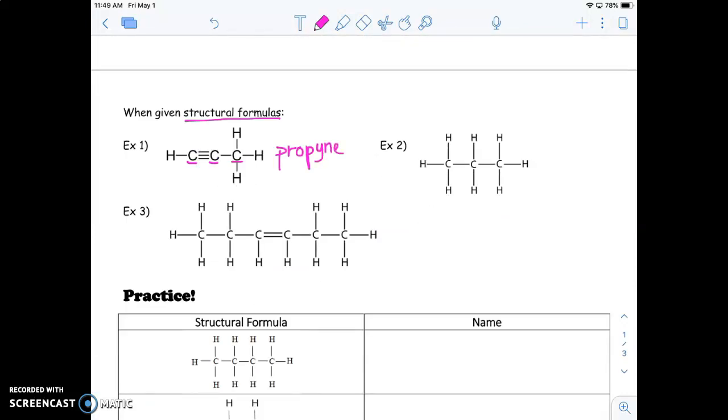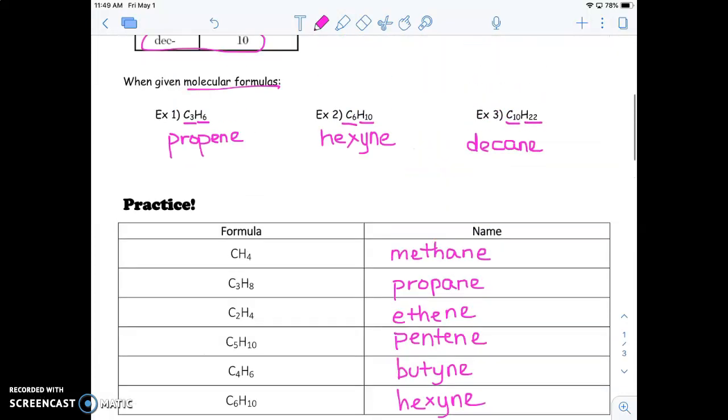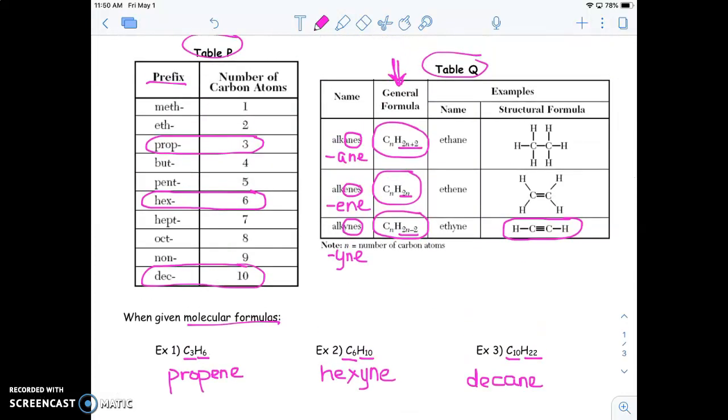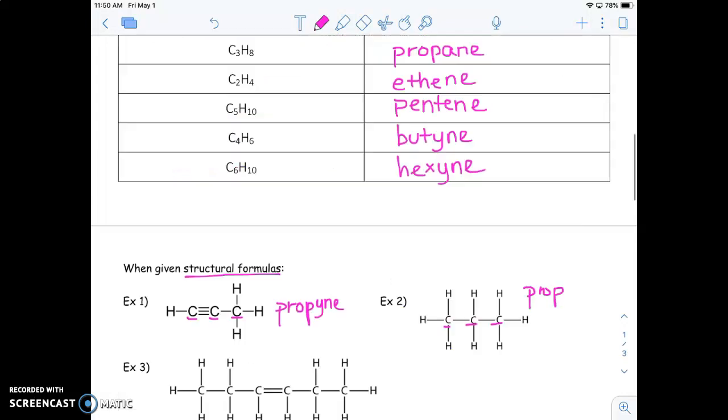Okay. Example number 2. I have 3 carbons again, so my prefix is going to be prop again. And if you look at every single bond in this picture, they're all single bonds, right? So in table Q, where do you see all single bonds? In the alkanes. So what is this going to end in? -ane.